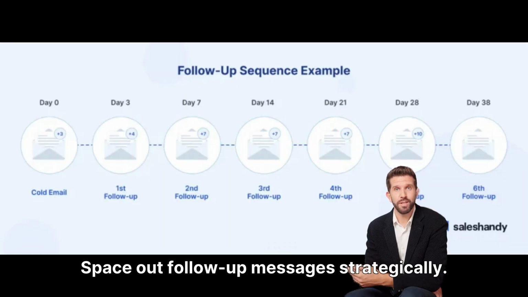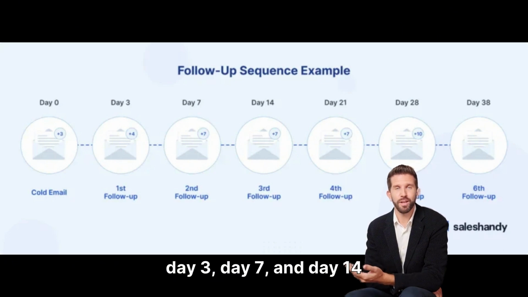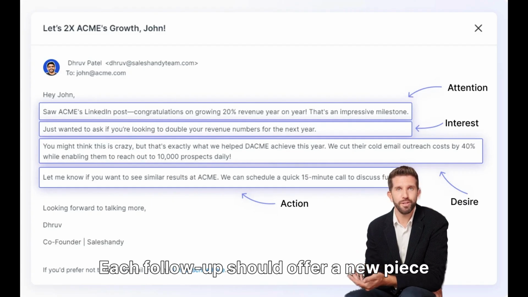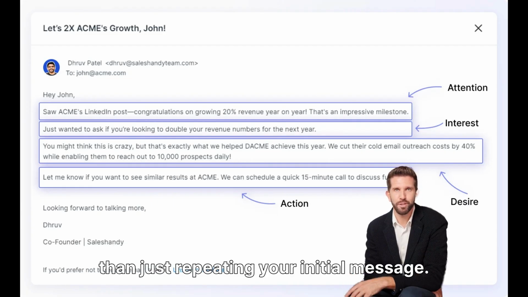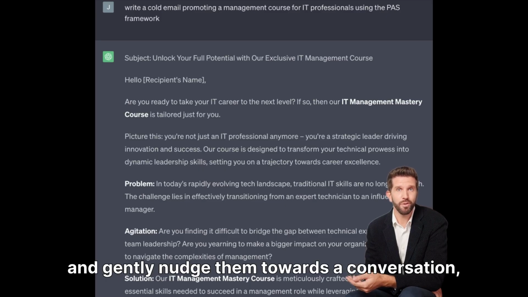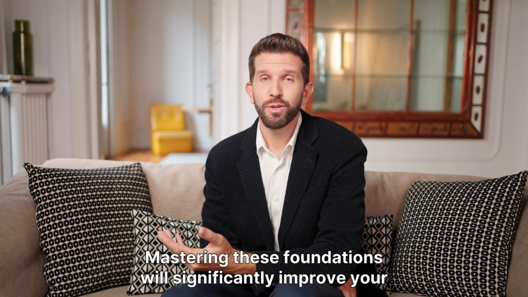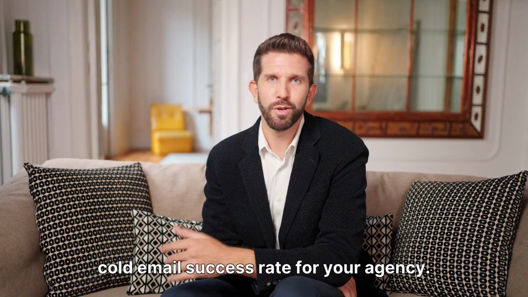Space out follow-up messages strategically. For example, you might send emails on day 3, day 7, and day 14 after the initial outreach. Each follow-up should offer a new piece of value or a different angle, rather than just repeating your initial message. Remember, the goal is to provide value and gently nudge them towards a conversation, not to bombard their inbox. Mastering these foundations will significantly improve your cold email success rate for your agency.